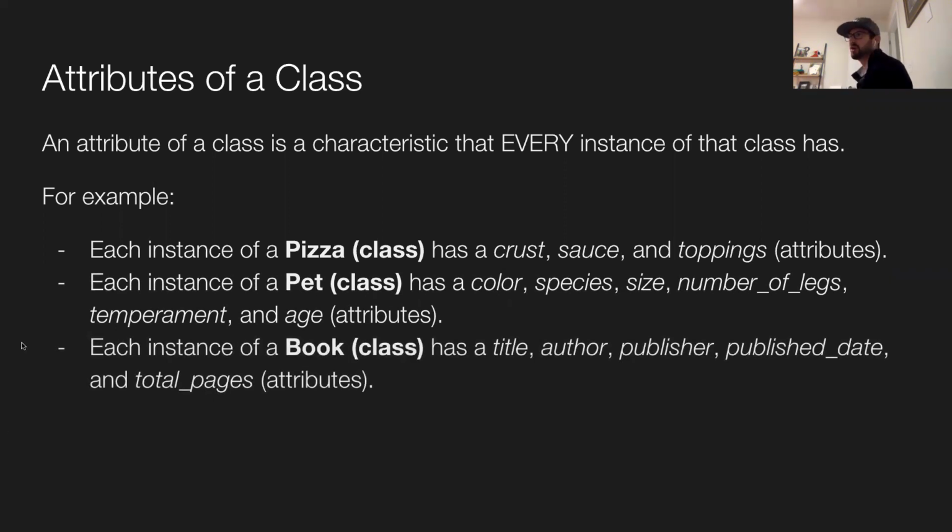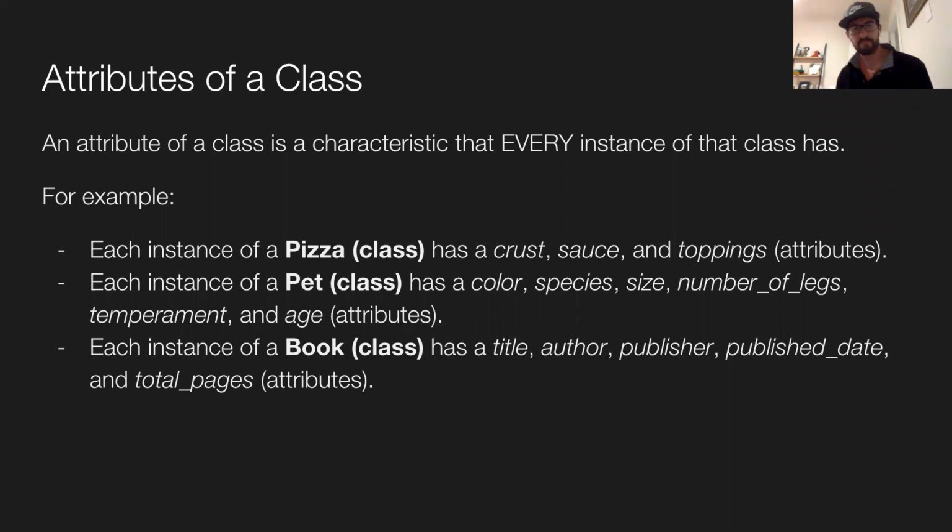Each instance of a book class has a title, author, publisher, published date, and total pages attributes. I see a lot of people jotting notes down as we go. That's awesome. It's a great way to help you start to conceptualize and internalize these concepts. If you're one of those students who struggles sometimes to keep up with jotting notes down, that's totally okay. Again, I'm going to post these slides after this lesson, and all of these slides are essentially based on the lesson plan I sent earlier.